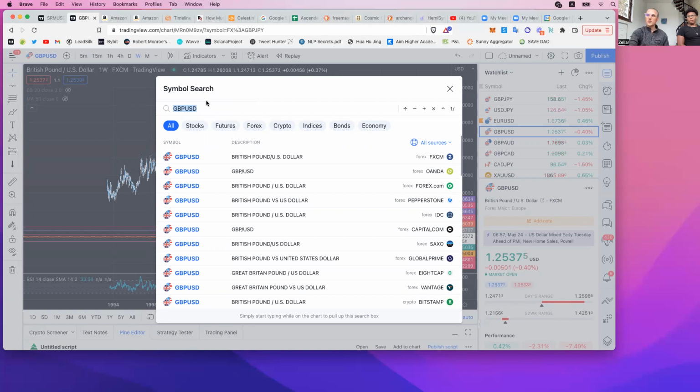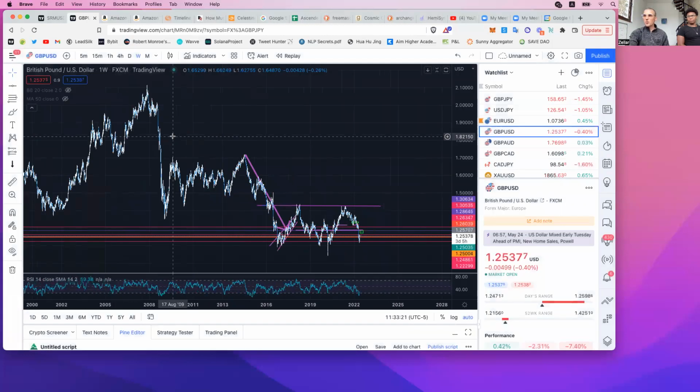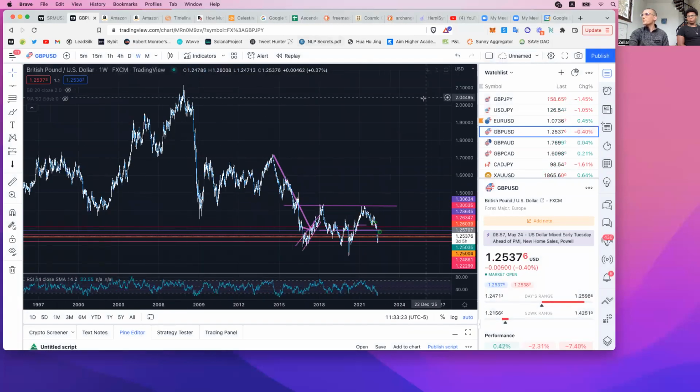A lot easier because the patterns are way more consistent, and it's not as much speculation, I would say. Stocks are more speculation, like Tesla. Options can be very speculative.